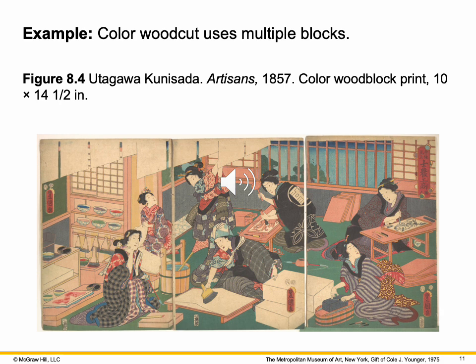Utagawa Kunisada's Artisans print is a fanciful depiction of how Japanese woodcut prints were made. In the background, a woman in a black robe carves one of the blocks using a mallet and chisel. A smaller chisel rests nearby for finer cutting. To the right, another woman pierces a piece of paper to transfer a drawing to the block before cutting.